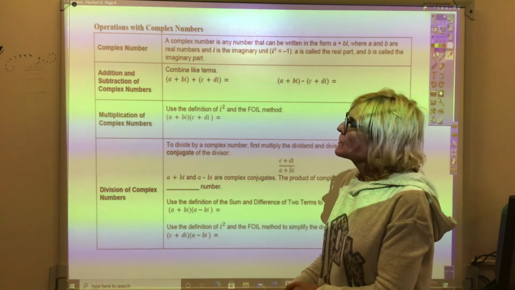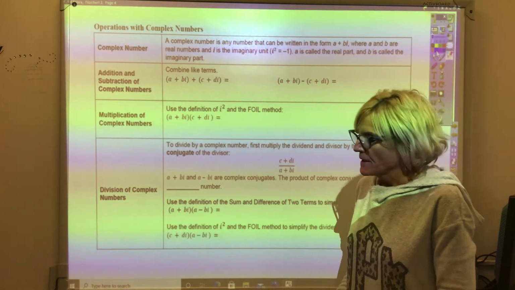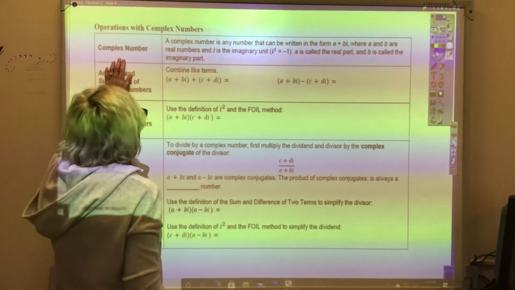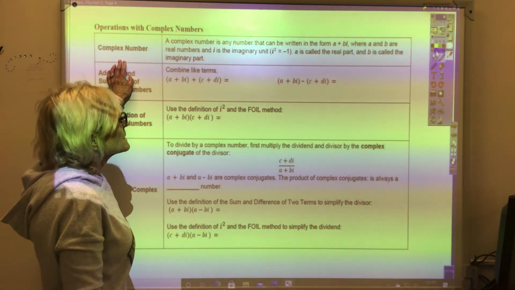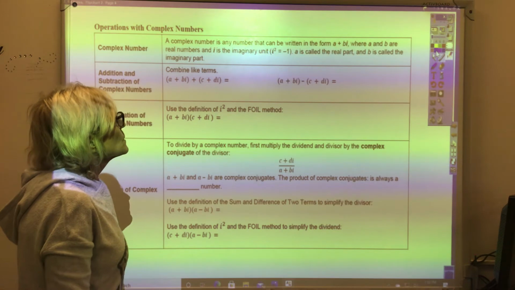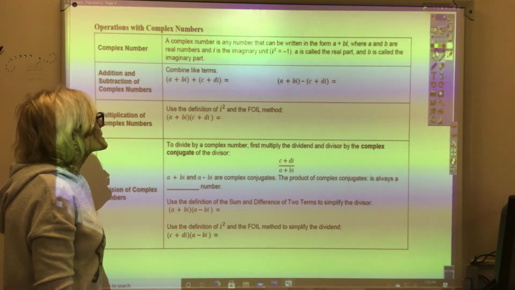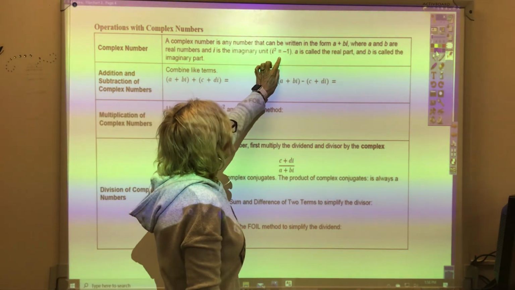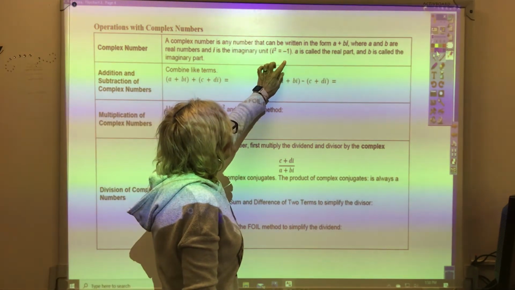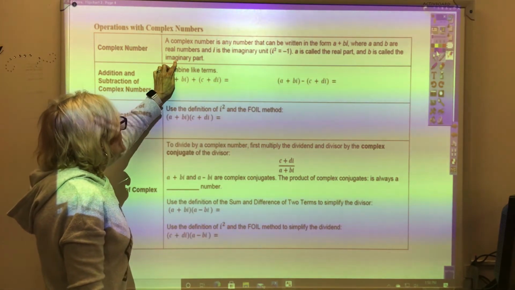So what we're going to talk about today are operations with complex numbers. First of all, a complex number is any number that can be written in the form a plus bi, where a and b are real numbers and i is the imaginary unit. Keep in mind, i squared is -1. a is called the real part and b is called the imaginary part.